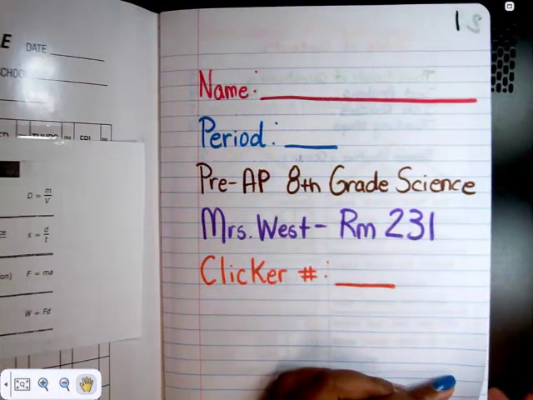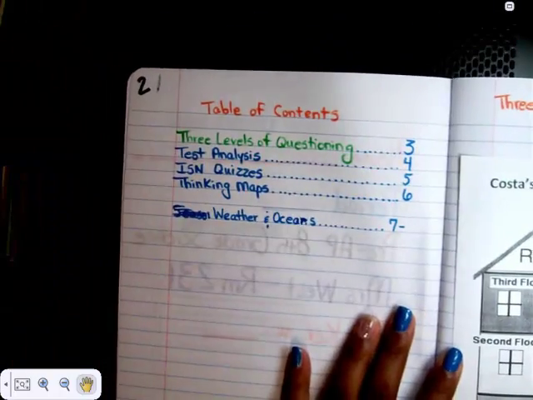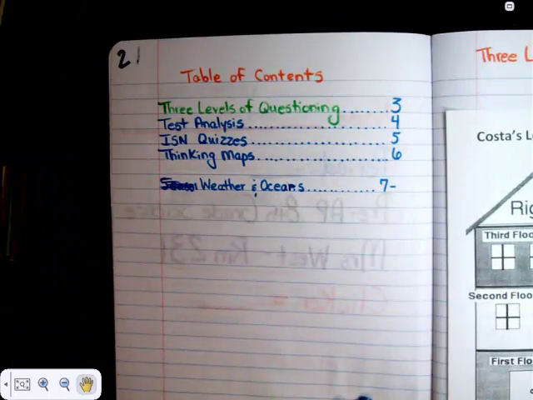On the back of page 1 is going to be page 2. Our table of contents is going to be kept on page 2. The first couple of pages are resources. We're going to have the 3 levels of questioning, test analysis, ISN quizzes, and thinking maps. And the first unit that we're going to start this year is the Weather and Oceans unit, which will start on page 7.